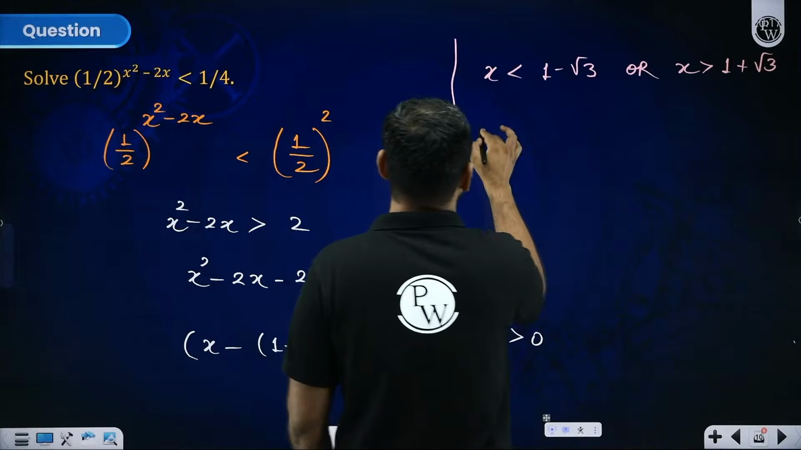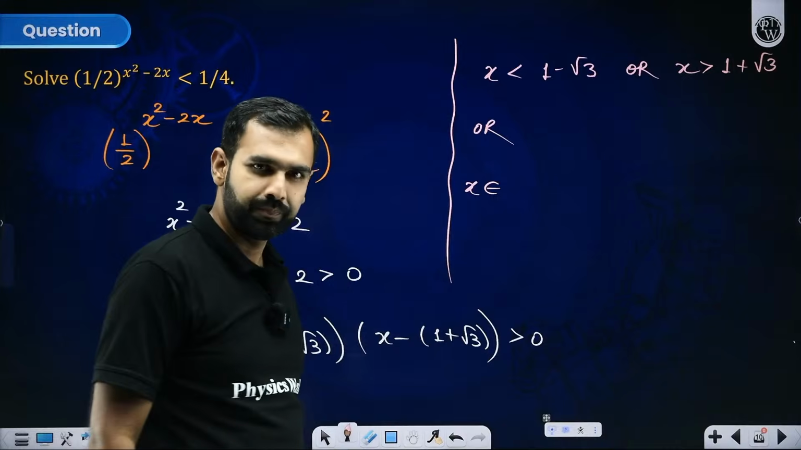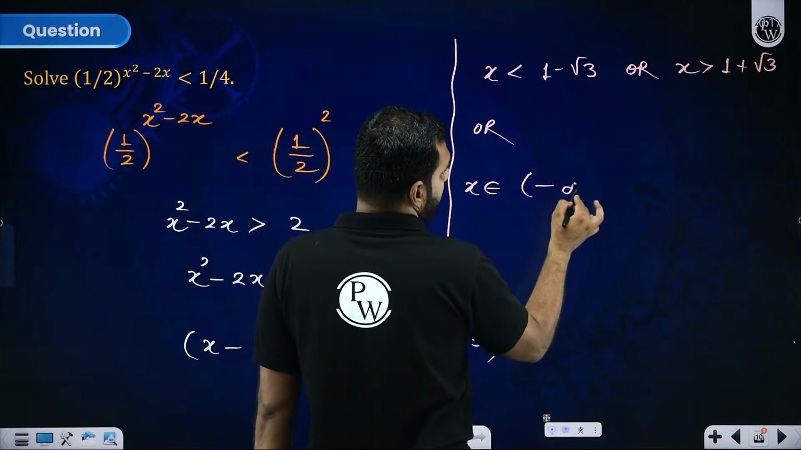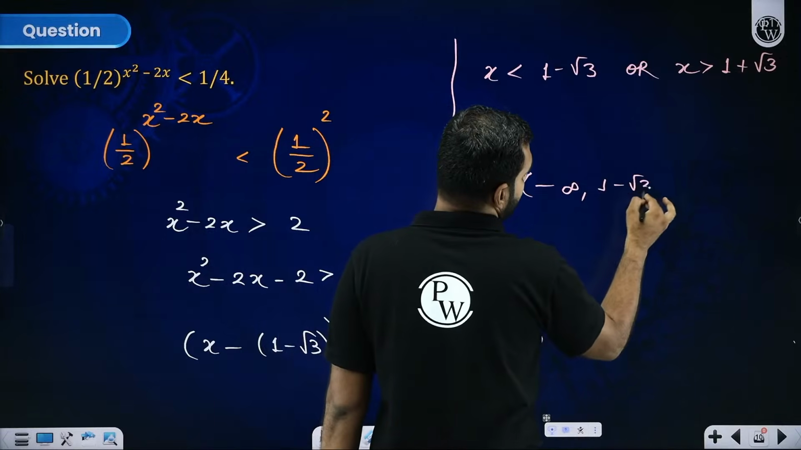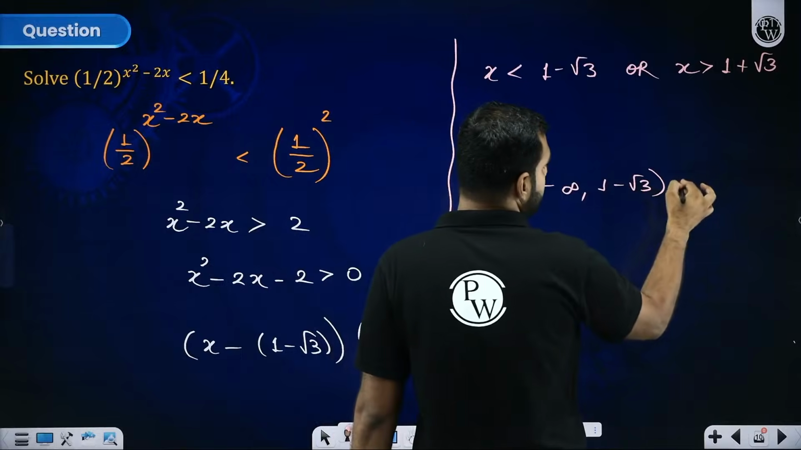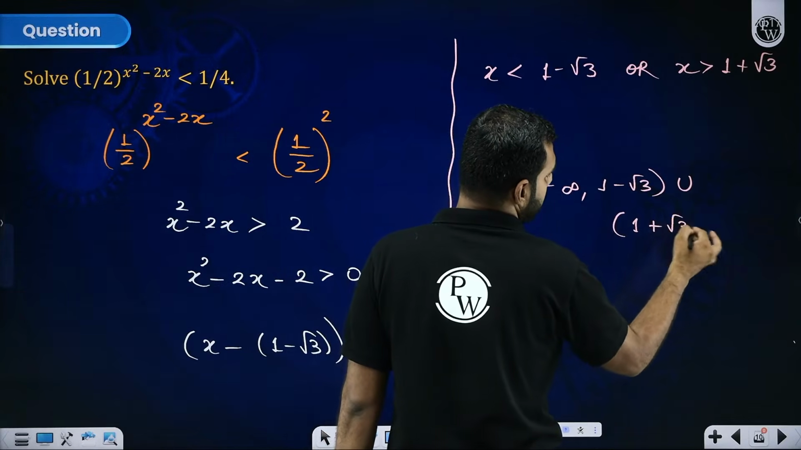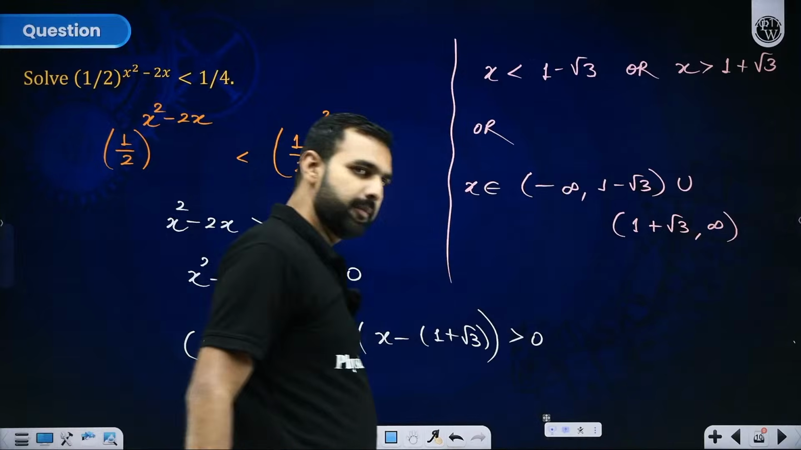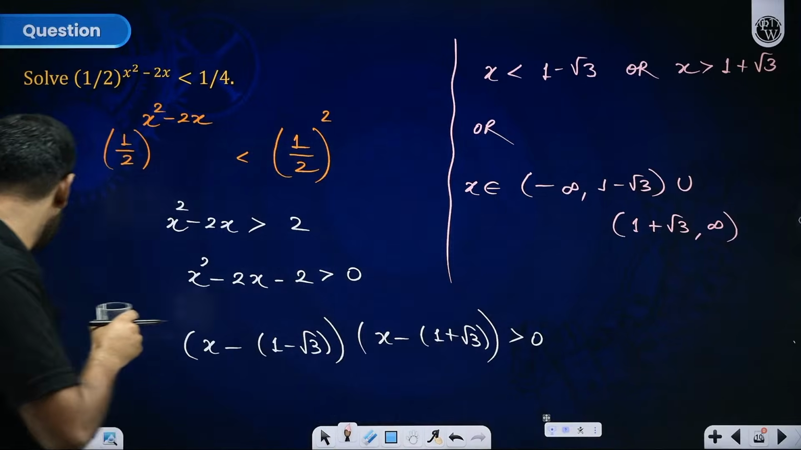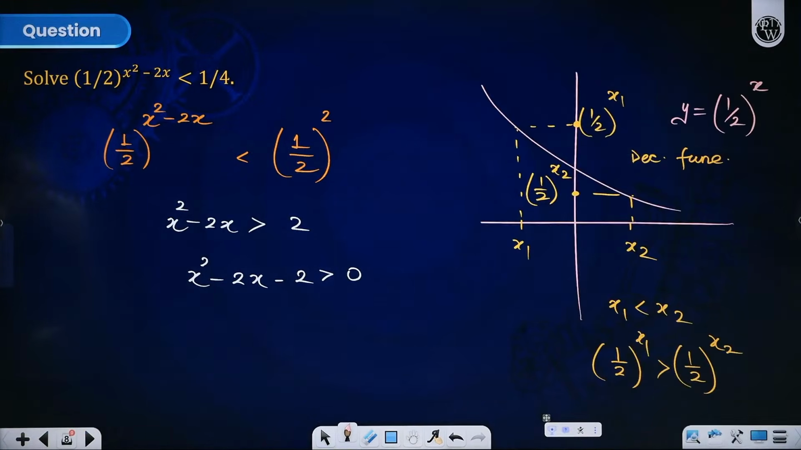Or if you wish to write it, you could have written it like this: x belongs to, this sign says belongs to, remember that everyone, minus infinity to 1 minus root 3, but 1 minus root 3 excluded, open interval, or means union, 1 plus root 3 to infinity. Everybody understood that, or shall I re-explain any part of this question? Did you all get this? Did you get the whole explanation of this entire question? Everybody.